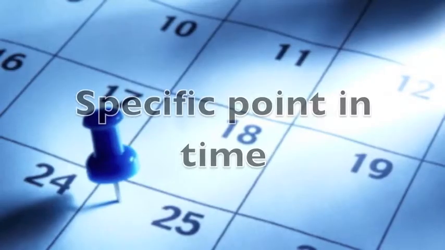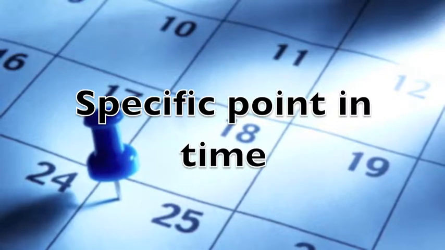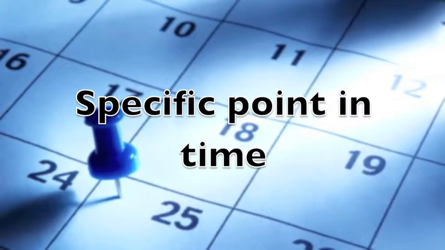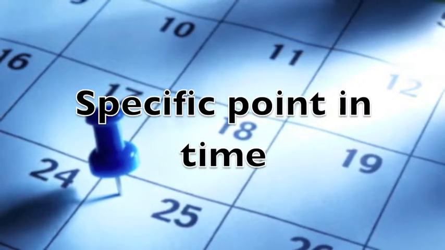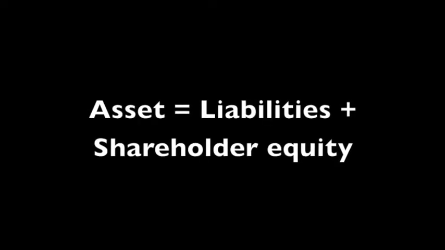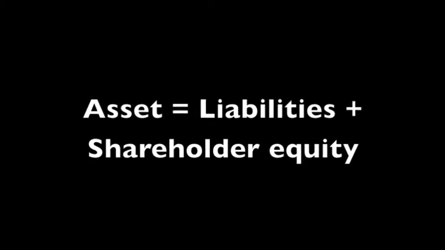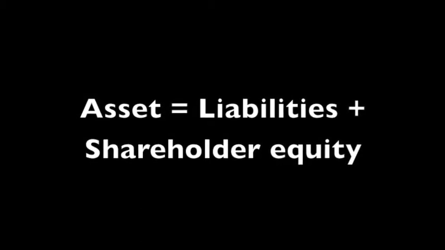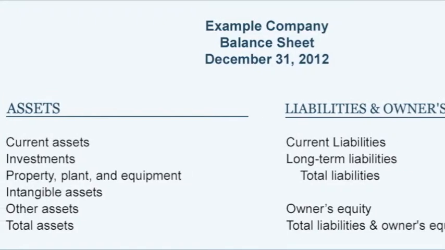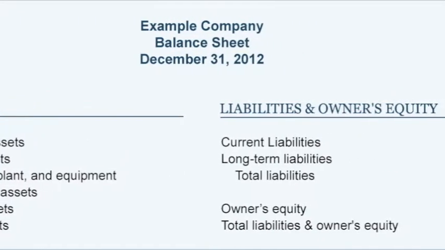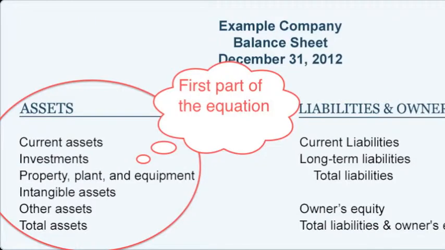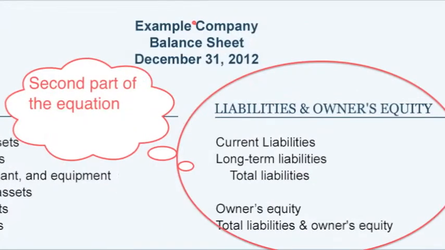This financial statement shows the company's assets, liabilities, and shareholder equity at a specific point in time. In fact, the balance sheet is based on the basic accounting equation, which is assets equal liabilities plus shareholder equity. The first part of the equation, which is assets, is found on the left part of the balance sheet. Assets are listed in order of liquidity. The assets show what the company owns.